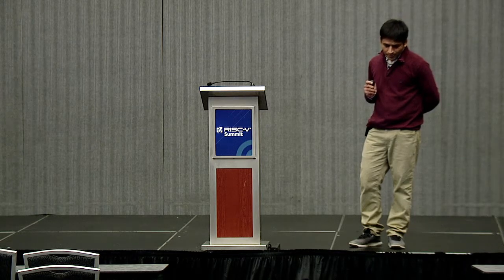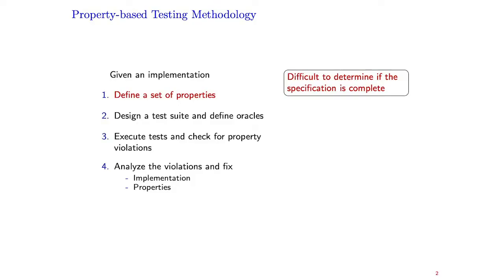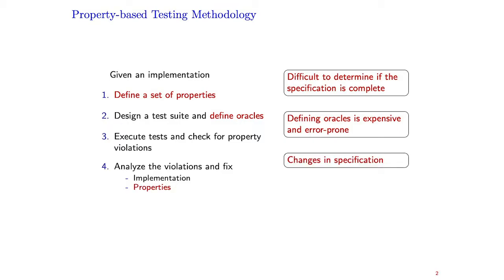So there are a few challenges with this methodology. How do we know when we have written enough properties? Is the set of properties complete in any sense of the word? Defining these oracles for the test suite is often humanly time-consuming, expensive, and also error-prone. And then if we do find problems with our specification, we are changing the specification, which is obviously always a little dicey thing to do.